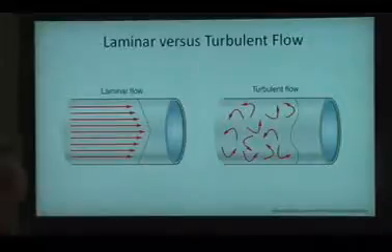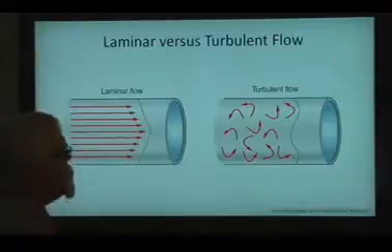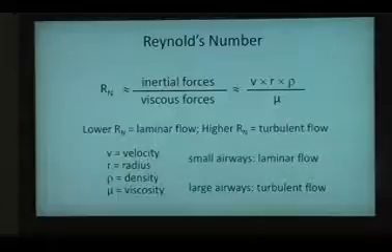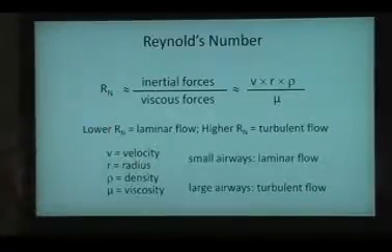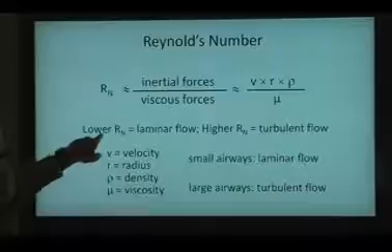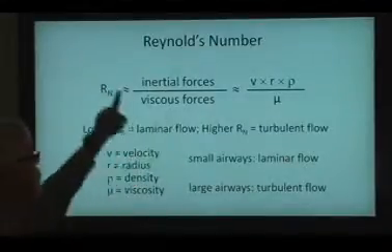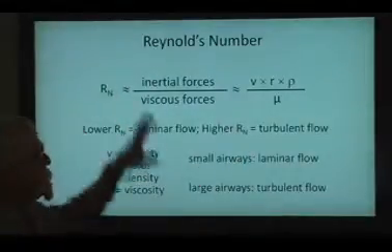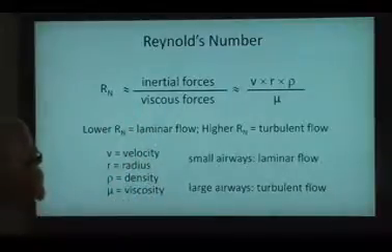So how do we know then if flow is laminar or turbulent? So what determines whether flow through an airway will be laminar or turbulent? This is determined by the Reynolds number. And if the Reynolds number is a small number, that means the flow is laminar. If this number is a high number, it means the flow is turbulent. So the Reynolds number then determines whether flow will be laminar or turbulent.